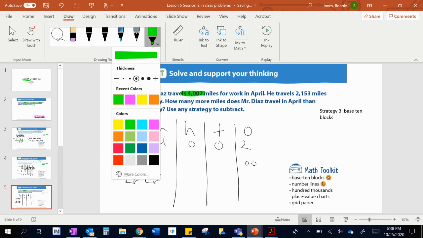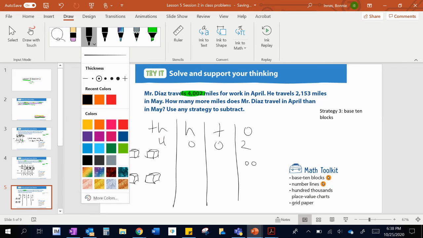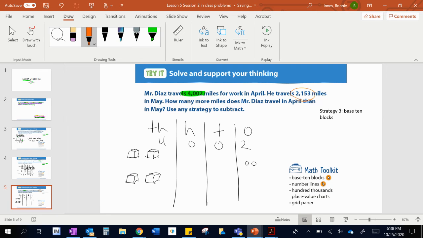4,000. This is the number I'm starting with. Now I'm going to use a different color actually to show the regroup. I'm going to use orange. Now I'm going to take away this number. So I'm subtracting 2,153. I'm going to start in my ones. I'm going to try to take away 3. Well, I can't take away 3. I only have 2. That's not helpful.